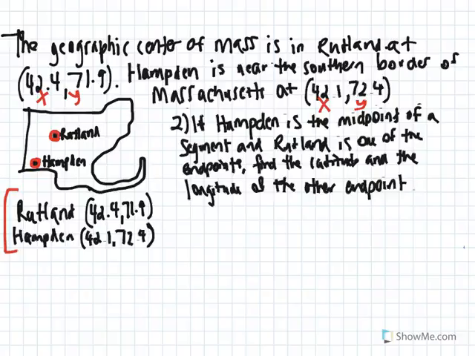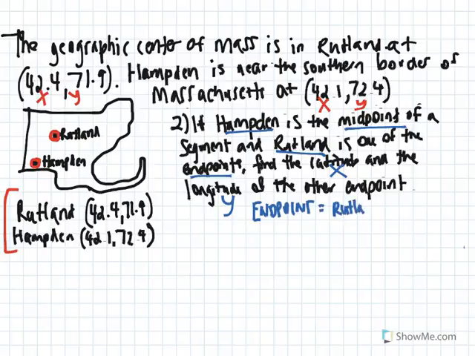Okay, so I wrote the question, and it says, if Hamden is the midpoint of a segment and Rutland is one of the endpoints, find the latitude and the longitude of the other endpoint. Okay, so we know that one endpoint is Rutland, which is 42.4, 71.9.